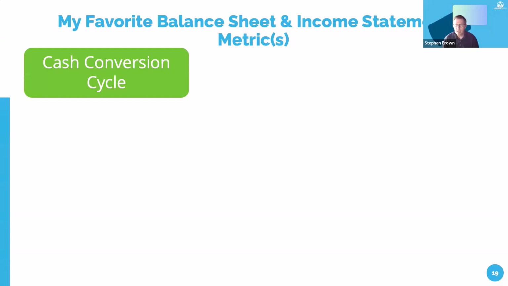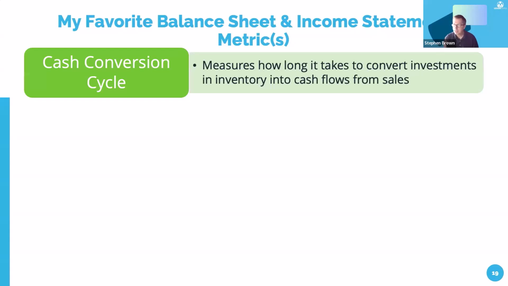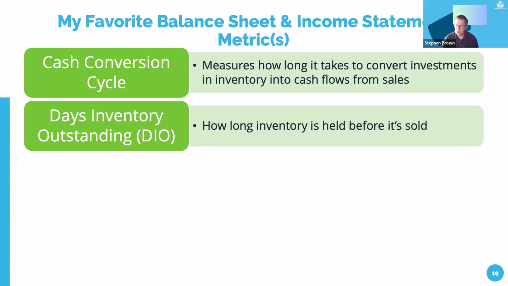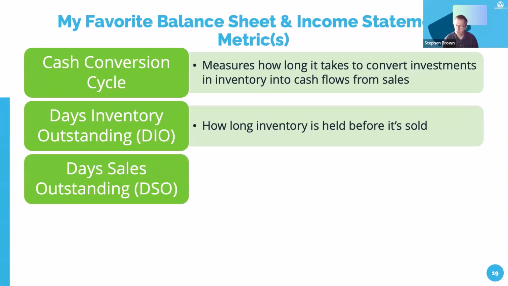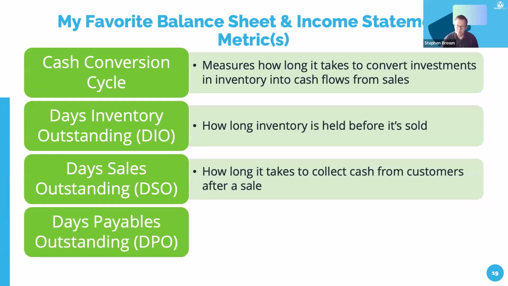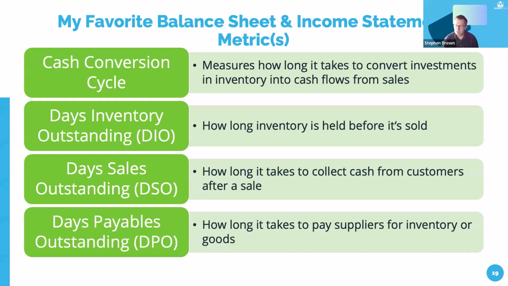There's this concept of the cash conversion cycle that measures how long it takes to convert investments in inventory into cash flow from sales. And that is made up of three components. There's days inventory outstanding, which is how long inventory is held before it's sold. Days sales outstanding, how long it takes to collect cash from customers after a sale. And days payable outstanding, how long it takes to pay suppliers for inventory or goods.